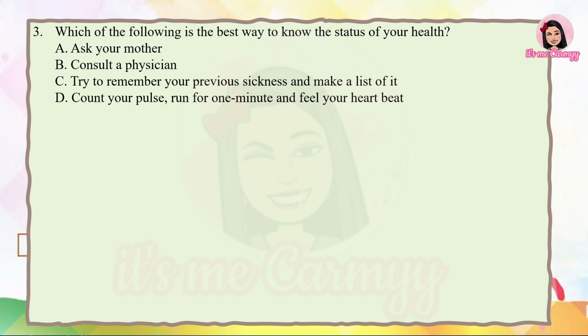Next, number 3. Which of the following is the best way to know the status of your health? Letter A. Ask your mother. Letter B. Consult a physician. Letter C. Try to remember your previous sickness and make a list of it. Or letter D. Count your pulse, run for 1 minute, and feel your heartbeat.